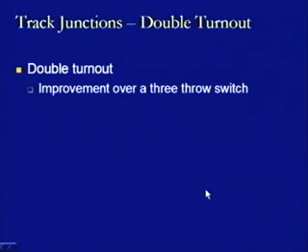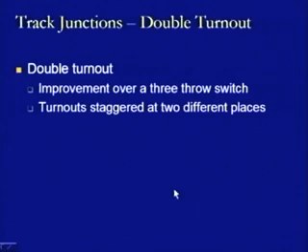Now, coming to the double turnout. In the case of double turnout, it is an improvement over a 3-throw switch. The turnouts stagger at 2 different places. In the case of the 3-throw switch, what we have seen is that the turnouts are coming from the same location, but in this case the turnouts are not coming from the same location, they are coming from different places.